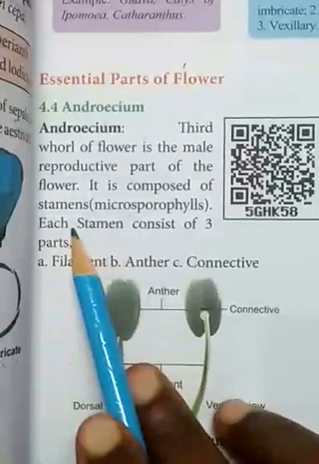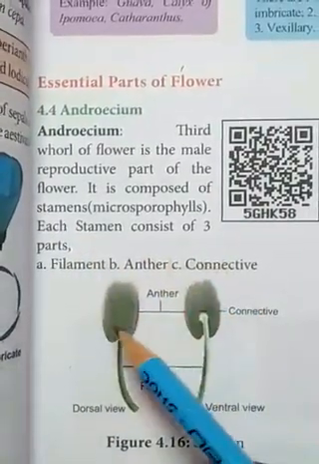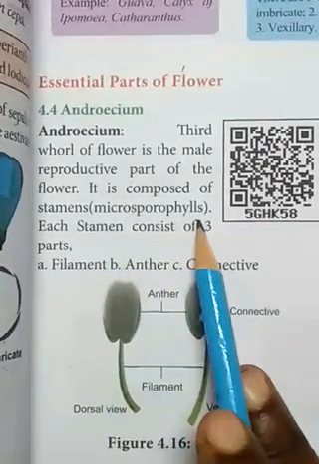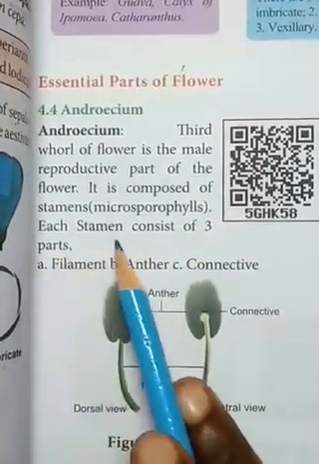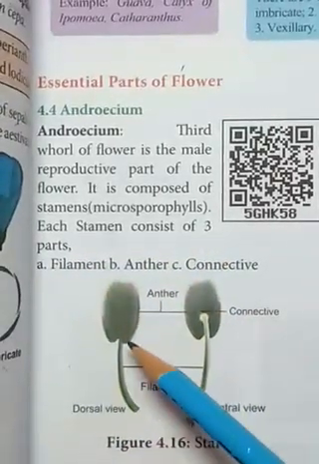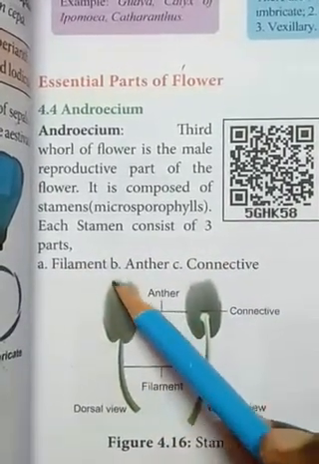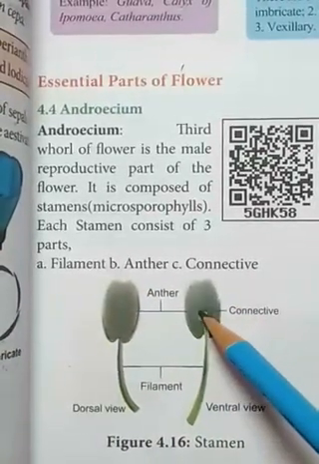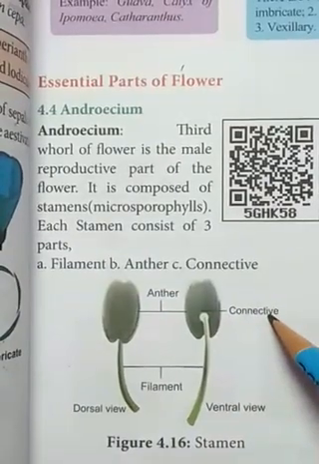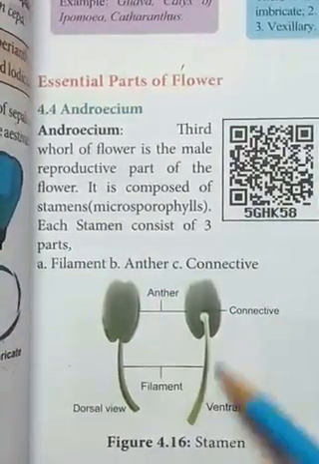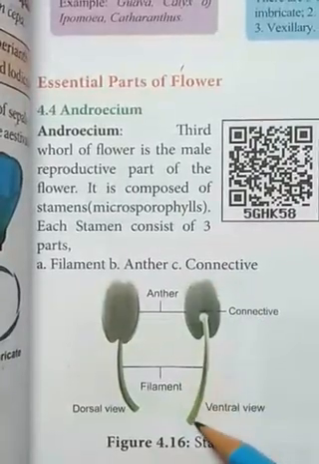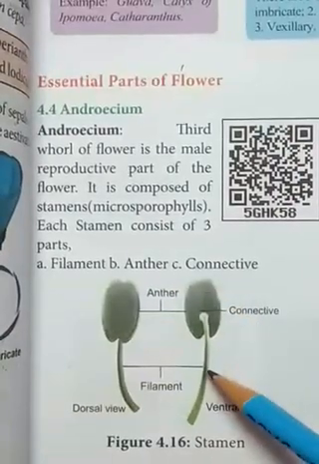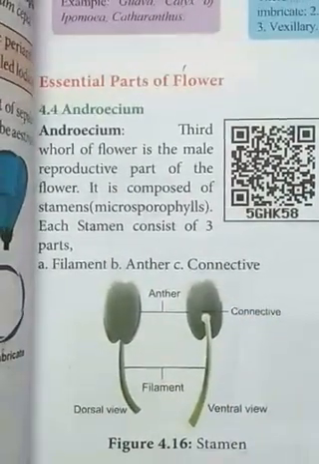This Androecium is composed of stamens. These are the stamens. The stamens are also called Microsporophylls. Each stamen consists of three parts: this is the filament, this is the anther lobe. The anther and the filament are connected by a tissue called the connective tissue. This entire structure is called a stamen, and we can find three parts: anther, filament and connective tissue.